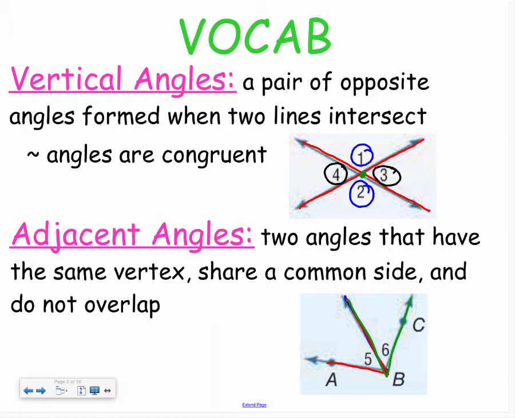If we have vertical angles, another thing to note about those is that they are congruent. So if one was 120 degrees, then 2 would also be 120 degrees.